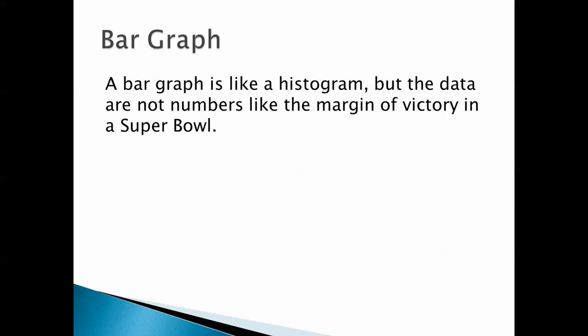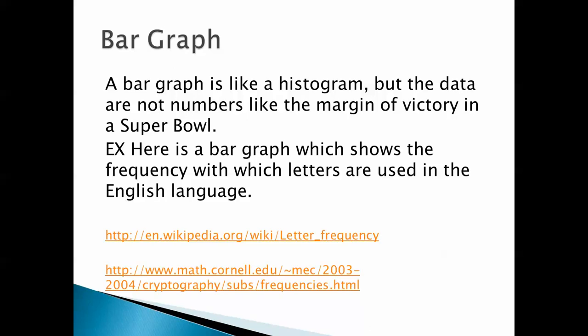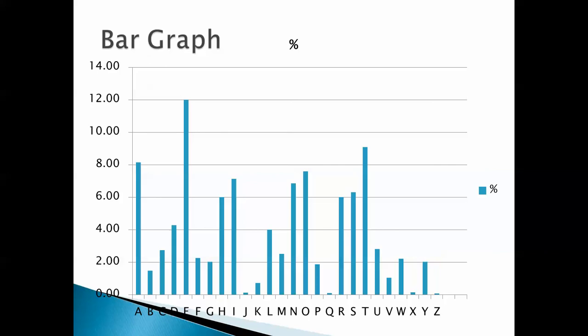This one doesn't. Okay, a bar graph is like a histogram, but the data are not numbers like the margin of victory in a Super Bowl. Here's an example. Here's a bar graph which shows the frequency with which letters are used in the English language. I got the data from these 2 sources, including Wikipedia, the source of all knowledge. So here's the bar graph.